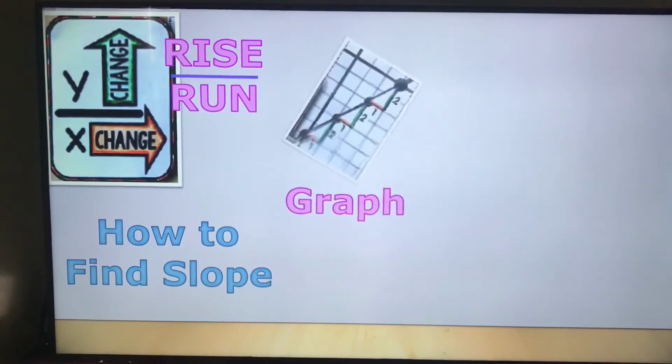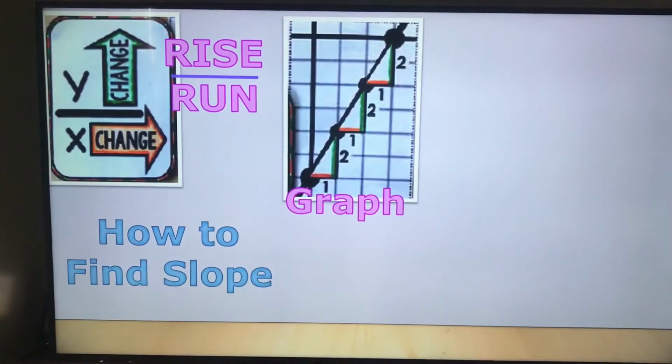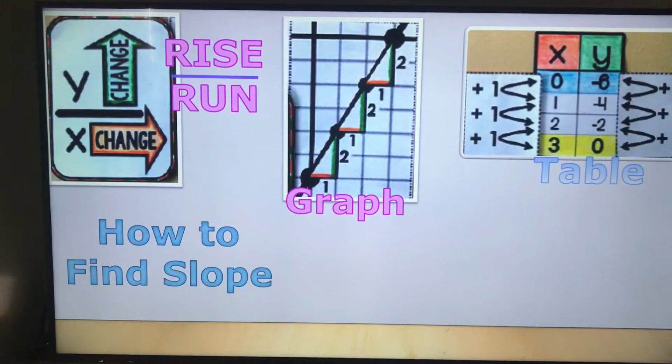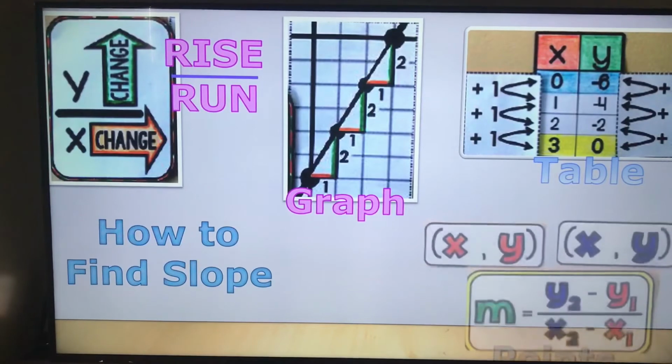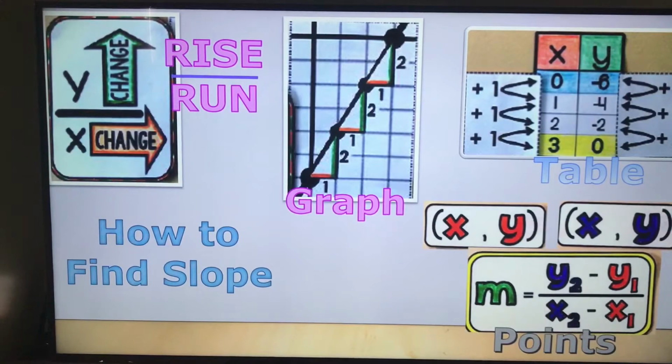Okay? So we can find the slope from a graph. We can find the slope from a table. Or we can find the slope given 2 points on the line. Some of you might want to graph the 2 points and count up and over. That is 100% okay. But sometimes the points are going to be really big. So you want to be able to understand how to calculate it each way.